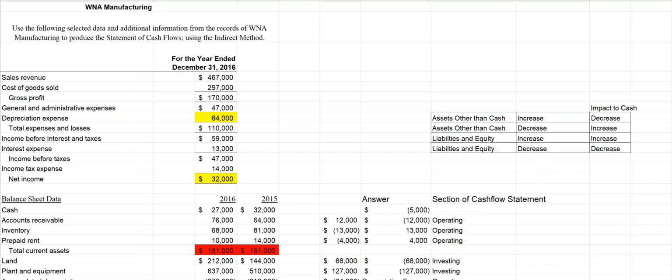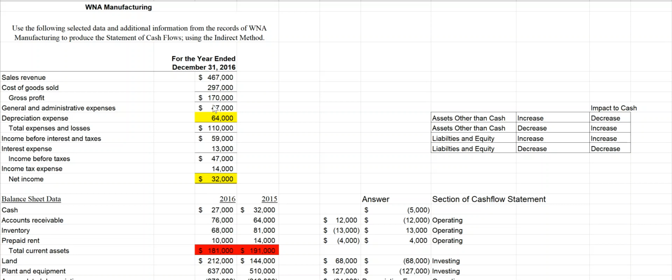In order to complete the statement of cash flows, there's certain data that we need to obtain. We need to obtain data from the income statement and data from the balance sheet. From the income statement, we need to show the cash that came in that resulted in our net income, and we have to remove our depreciation expense. So the two pieces of information that we need from the income statement are net income and depreciation expense. From the balance sheet, we need to analyze the changes in assets, liabilities, and equity.